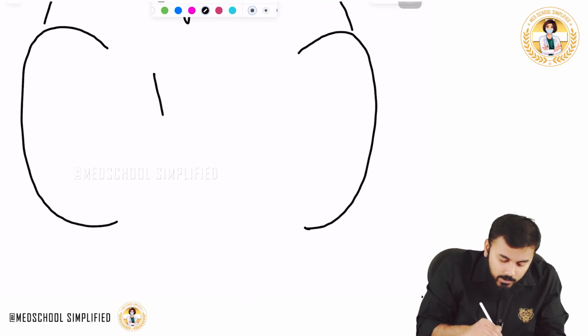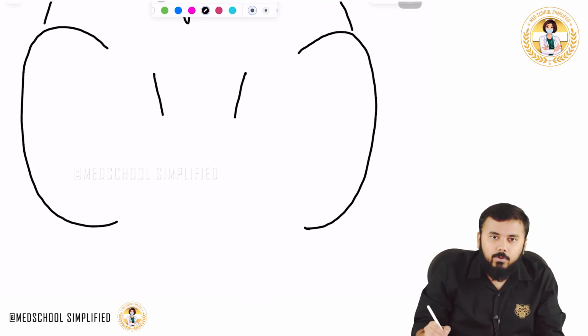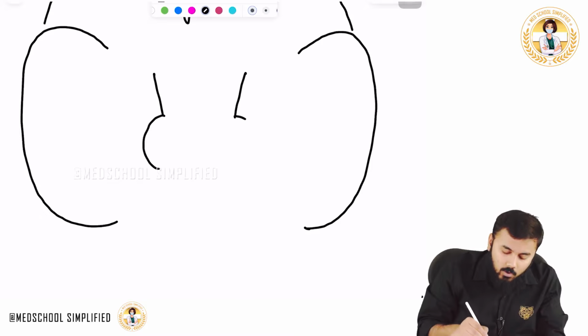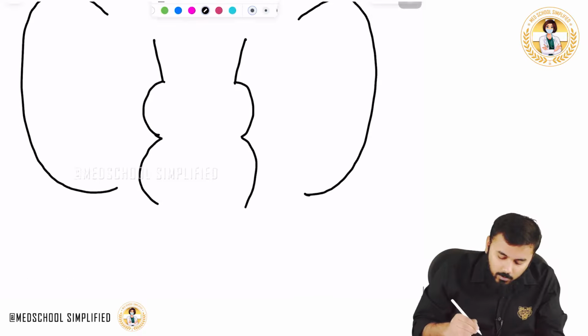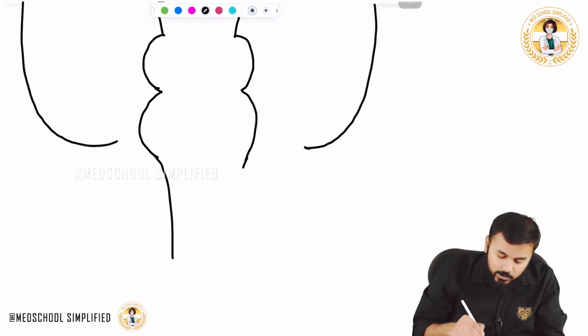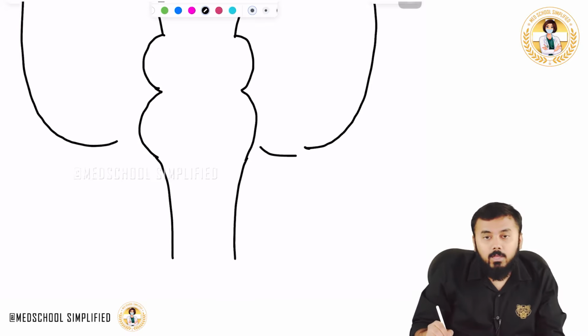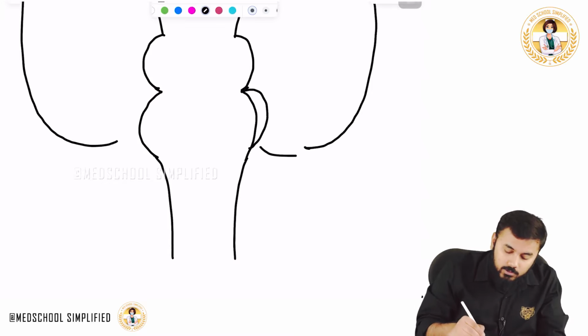So this part over here is called your midbrain, and down here this is called your pons, and down here you have your medulla oblongata, and hanging down you have your spinal cord like this. Where is your cerebellum? This is your cerebellum on either side.